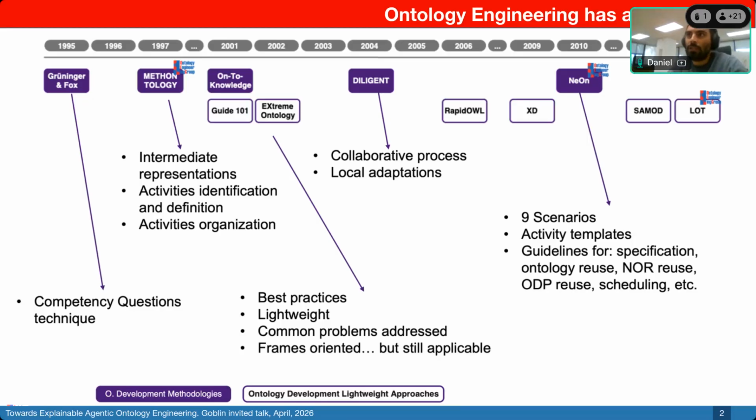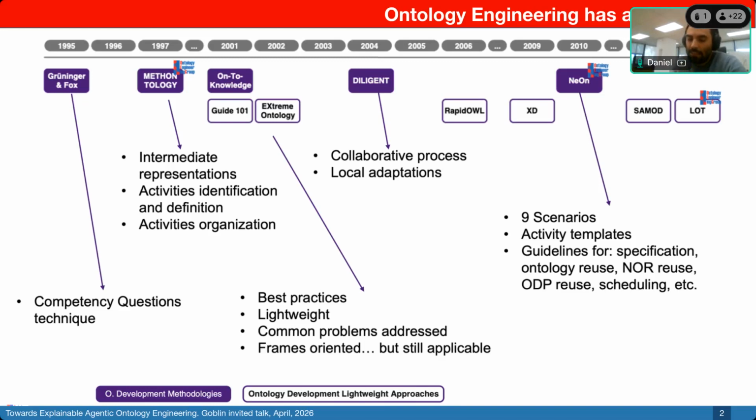From Grüninger and Fox, we have the competency questions technique, which basically captures the requirements for the ontology, and I'll bring some interesting insights about how people use them in a second. Then we have more agile techniques like the DILIGENT framework, RapidOWL, and the XD methodology.